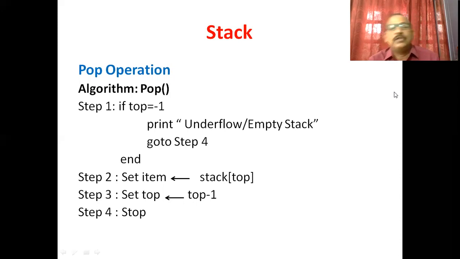And what is step 4? Stop of the algorithm. Next step, we simply set item equal to stack[top]. Next step, we decrement the top by 1. Top is equal to top - 1. Step 4, stop.